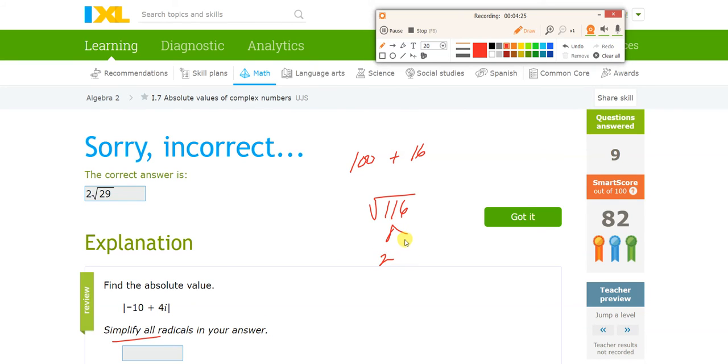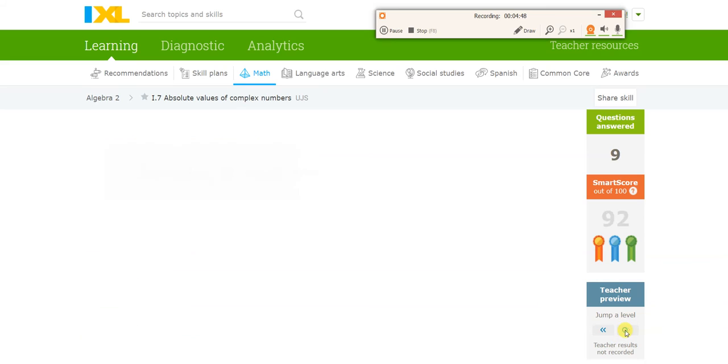116, that is 2 times 58. 58 is 2 times 29. So this is actually 2 square root of 29. That's a 29. I get it. You've got to simplify it down. My error. Let me jump back up to that level.